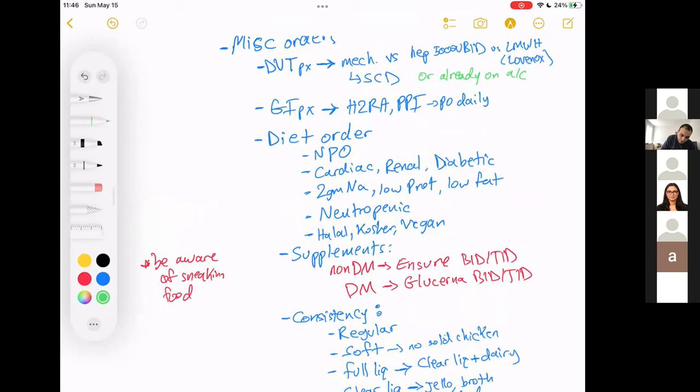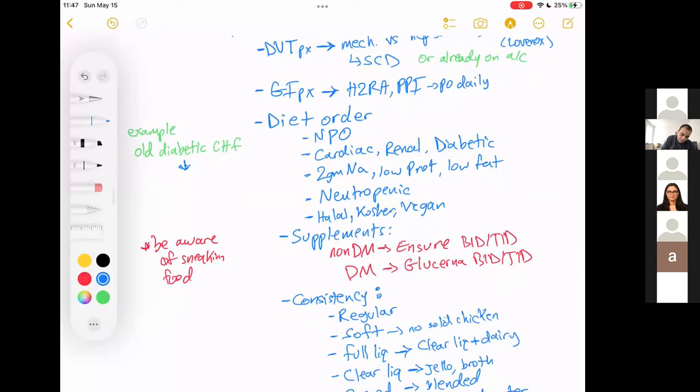I'll just give you a quick example, okay? Example. Let's say you have an old diabetic patient with CHF exacerbation. What kind of diet are you gonna give? What do you think? Cardiac and diabetic. Cardiac, diabetic. So cardiac plus diabetic diet. That's it? Restriction of fluids. Plus restriction of fluids. Plus 2 gram sodium restriction. Plus, and I would also give him Glucerna, BID. Because he's old. So that would be your kind of diet order.